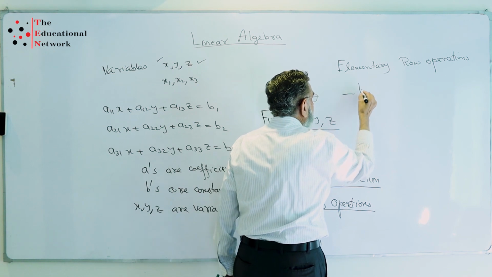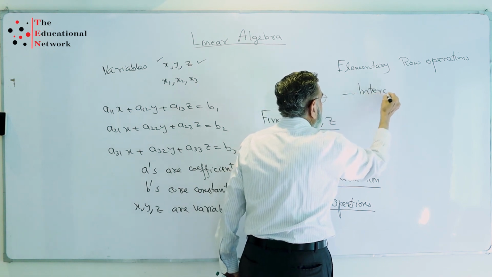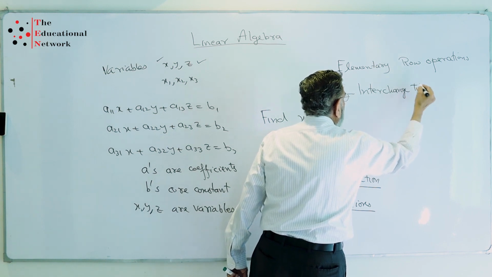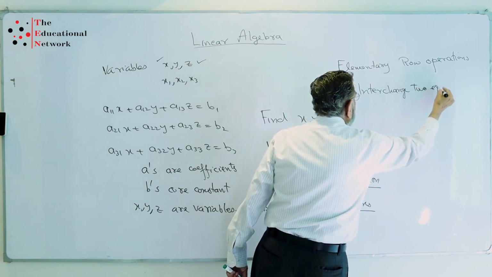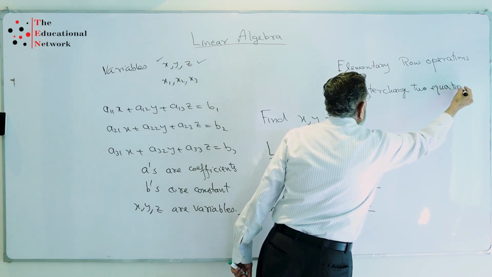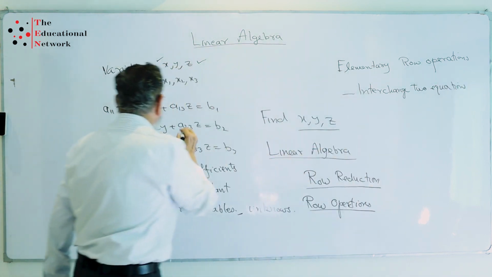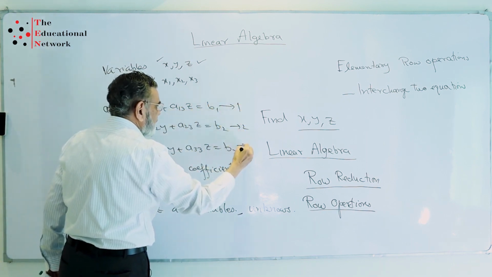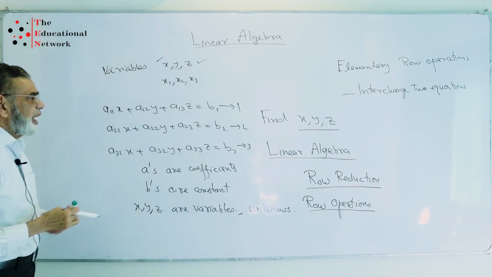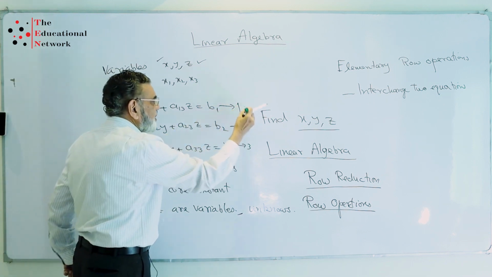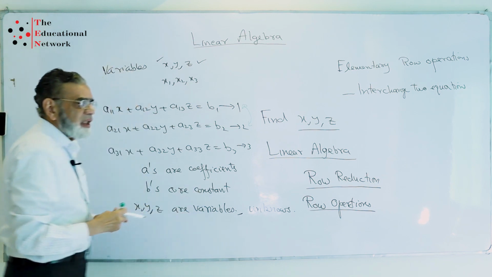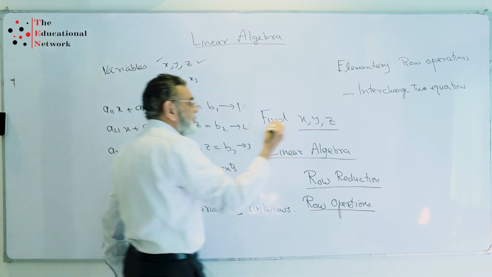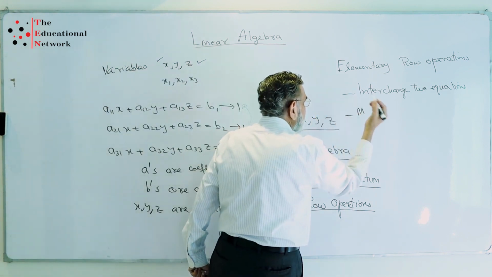Number one, we can interchange two rows, or two equations, you can say. This is my equation 1. Here is my equation 1. This is my equation 2. This is my equation 3. I can just change it. I can change 1 and 2. I replace 1 by 2. Doesn't make any difference. The value of x, y, z will be same. Result will not change. Number 2, we can multiply equation with a number.